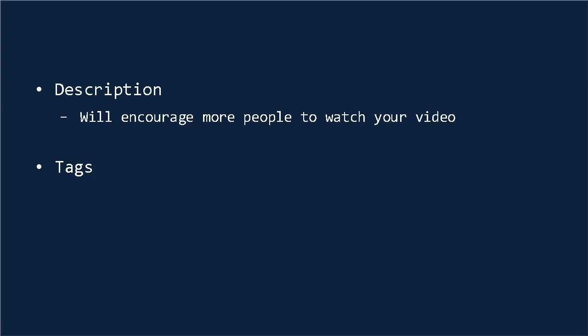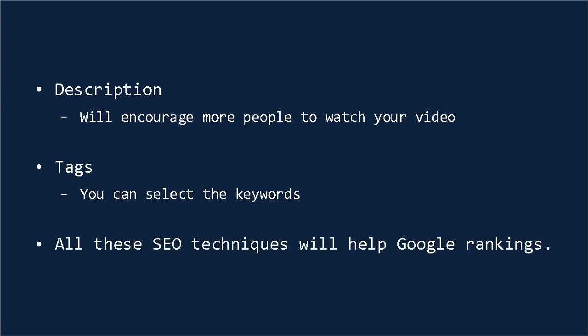Finally, you can also use tags, which will further help YouTube to index and categorize your video and make it more likely to show up as a suggested video. Here you can literally select the keywords that you want to target, and there's no limit, so add a few different ones that will help describe your video. Note that all these SEO techniques, the title, the description, the tags, will also play a role in helping your video show up in other search engines, like Google.